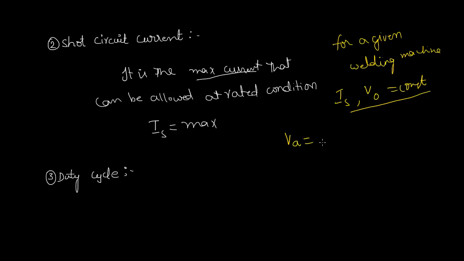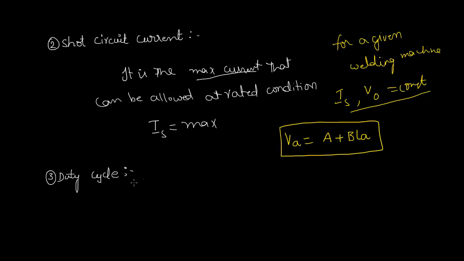Arc voltage is a function of arc length. I told you many times. So it is given by some constant plus some constant times arc length. So if arc length increases, arc voltage increases. If arc length decreases, arc voltage decreases. So arc length is controlled by us or by the machine to control the arc voltage.